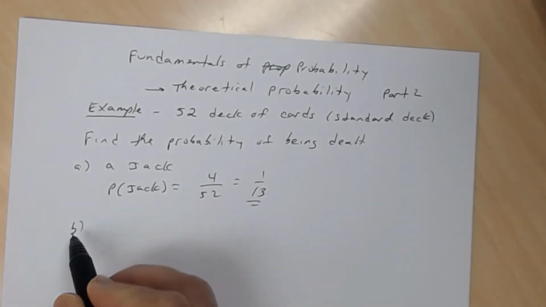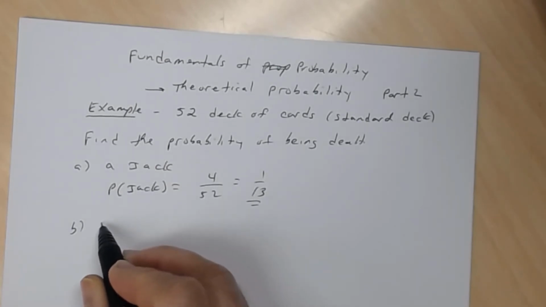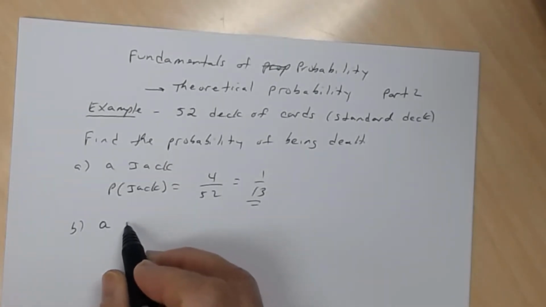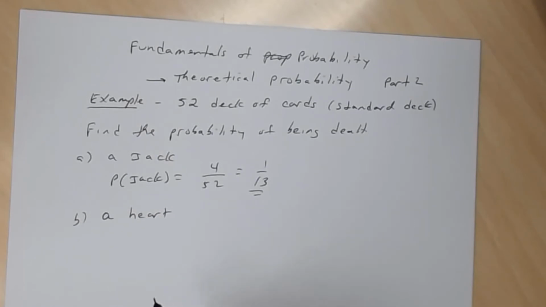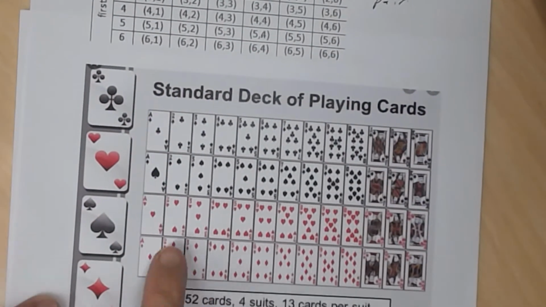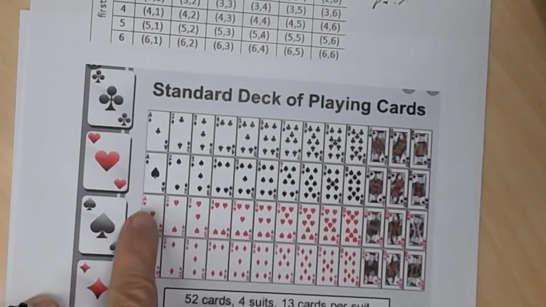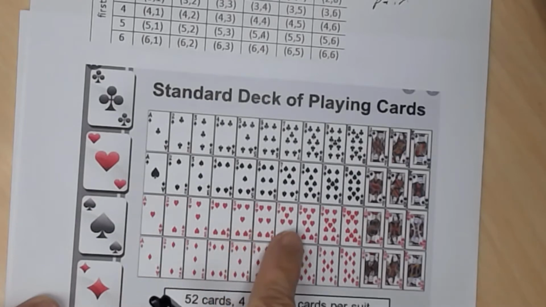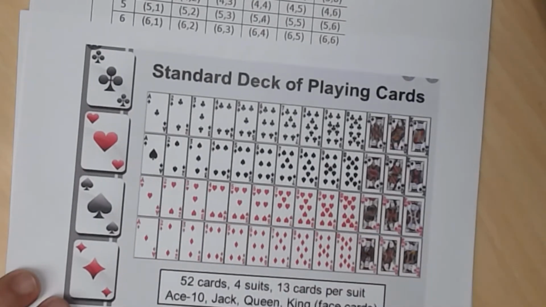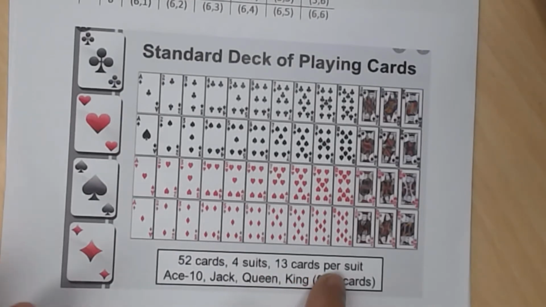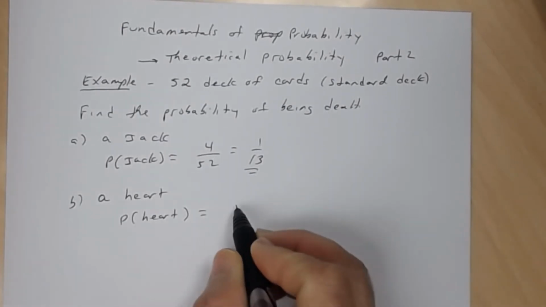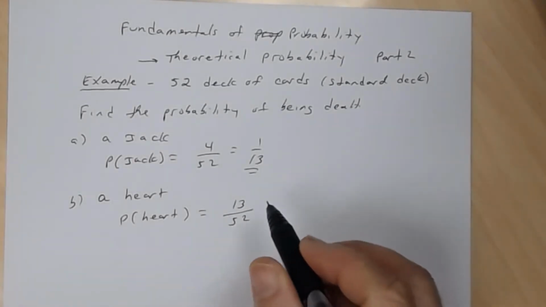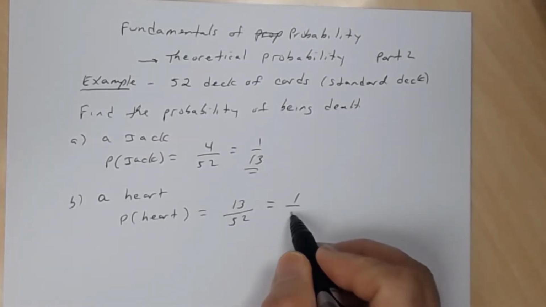All right, letter B. Suppose you want to pick, let's say, a heart. A card that's a heart. Well, let's look at that. So my event now is I want to pick a heart. Here are my hearts right here, that suit. How many hearts are there? There's 1, 2, 3, 4, 5, 6, 7, 8, 9, 10, 11, 12, 13. Remember, we knew that there were 13 cards per suit. So the probability of being dealt a heart is going to equal 13 divided by 52, which reduced is 1/4.